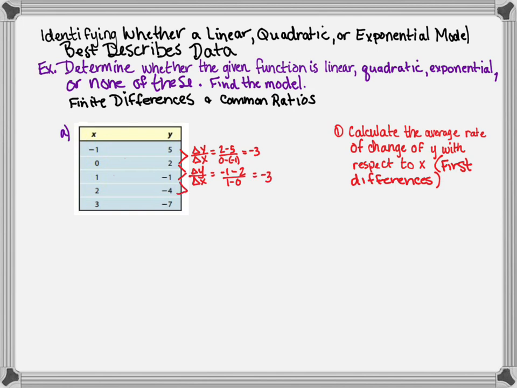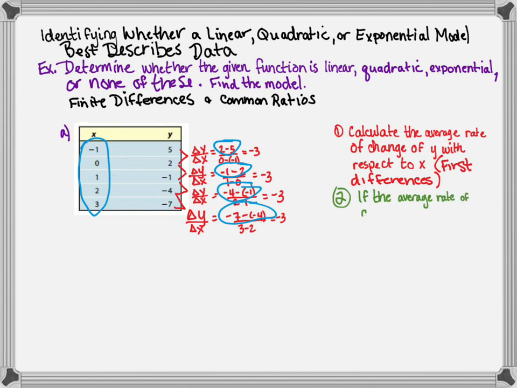And then my next comparison, we have -4 minus -1 over 2 minus 1, which is -3. And our final comparison, -7 minus -4 over 3 minus 2, which is -3. Now, our x values do go up by ones, so I could have just looked at the difference between the y values, so 2 minus 5, and so on, -1 minus 2, and that would have got us our -3s as well.